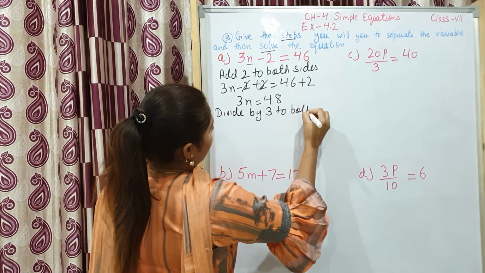So 20p upon 3 multiplied with 3. On the right hand side, we will also do the multiplication with the number 3. Cancel. 20p. 40 into 3 is 120. Now 20 and p are multiplied. We will do the opposite. We do the division. Divide by 20 to both sides.